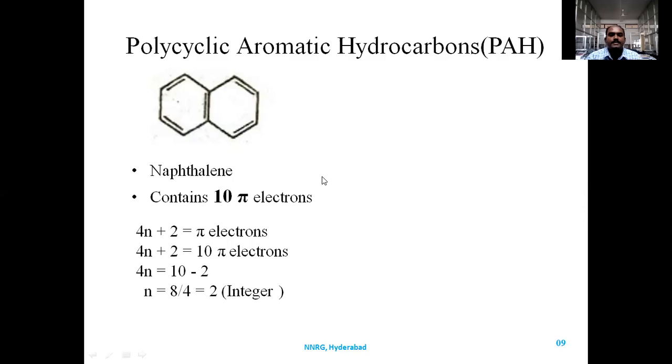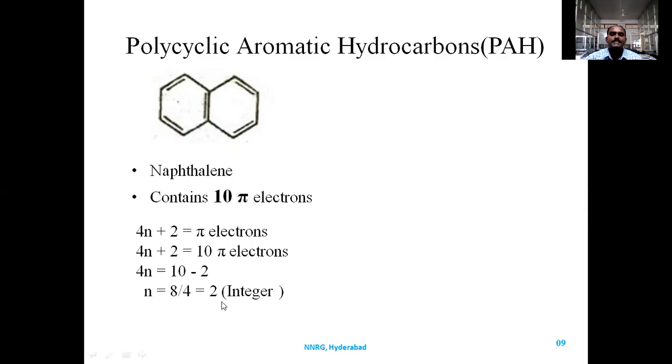So we'll apply Huckel's rule. 4n plus 2 is equal to the number of pi electrons. 4n plus 2 is equal to 10 pi electrons. So 4n is equal to 10 minus 2, which is 8. That is n is equal to 8 by 4. It is equal to 2.